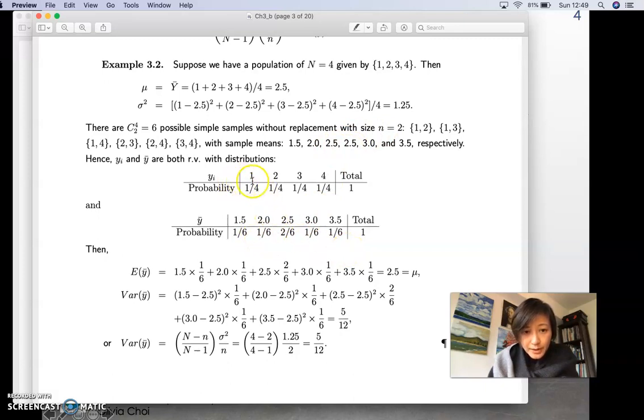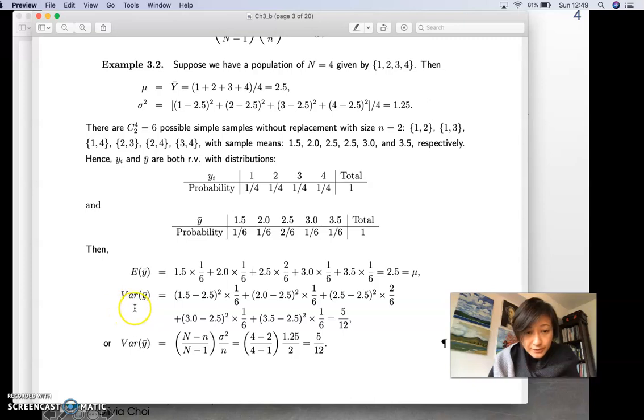So from the population, we see that each value appears with the same probability of a quarter. But for the sample mean, each value has its own distribution of y bar. Let's look at the expected y bar: 1.5 times its probability, and so on. That equals 2.5, which is the same as the population mean. So we find that with this sampling scheme, it is an unbiased estimator.